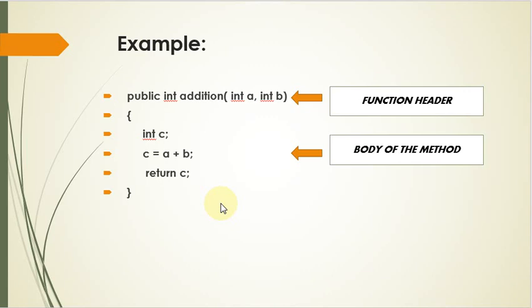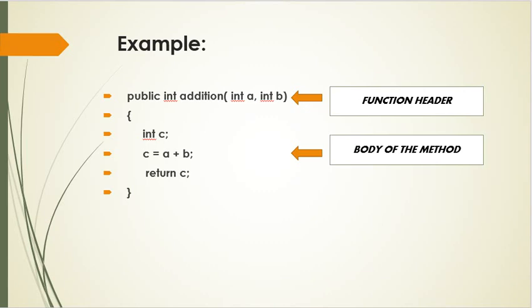So public int addition, and inside the parentheses it accepts two parameters of data type integer, int a and int b. The function can accept many parameters, separated by commas. The body of the function is int c equals a plus b, and at the end the function returns a value, returning c. The first line is the function header, and everything inside the curly braces is known as the body of the method or function.